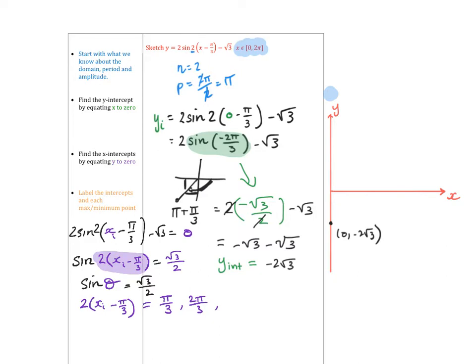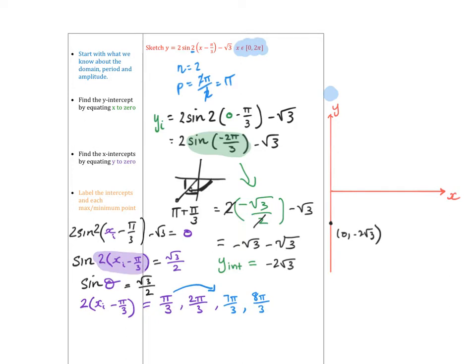Now, we may choose at this point, because we know there's going to be another 2 solutions. We can remember that from looking at our domain and our period. If I add 2 pi to this, or 6 pi on 3, I'll get 7 pi on 3, and my fourth solution will be 8 pi on 3.